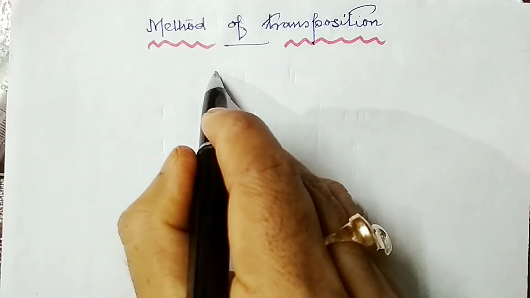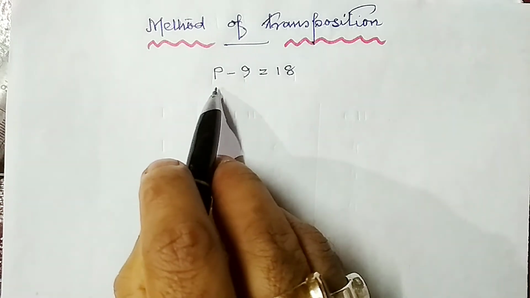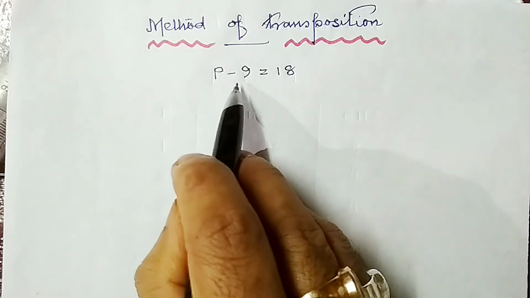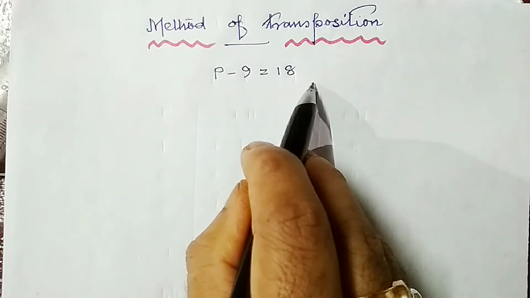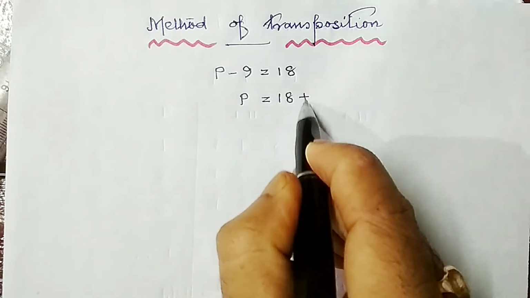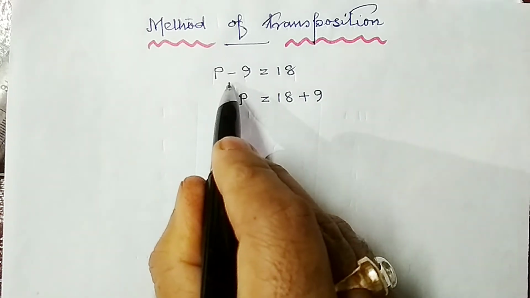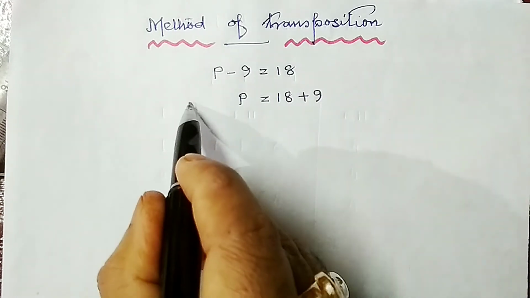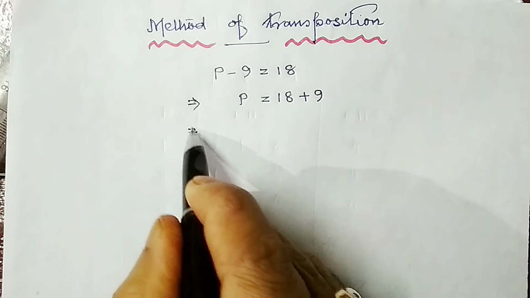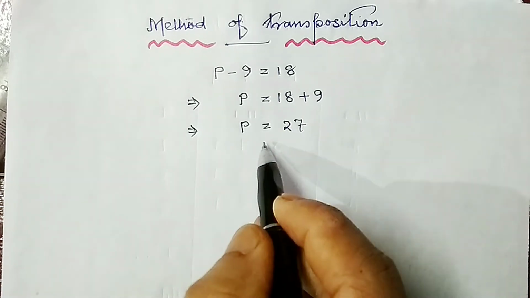Suppose the equation is P minus 9 equals 18. And we want to find the value of P. So what we will do, we will transpose this minus 9 to the right hand side. And when this minus 9 is transposed to the other side, it will become plus 9. So this P will be 18 plus 9. If it is minus, once you transfer, it will become plus. And suppose it is plus, whenever you transfer, it will become minus. So in the next line, we got P equals 18, and this minus 9 becomes plus 9. Now P equals 18 plus 9, and 18 plus 9 is 27. Therefore, the required value of P is 27.